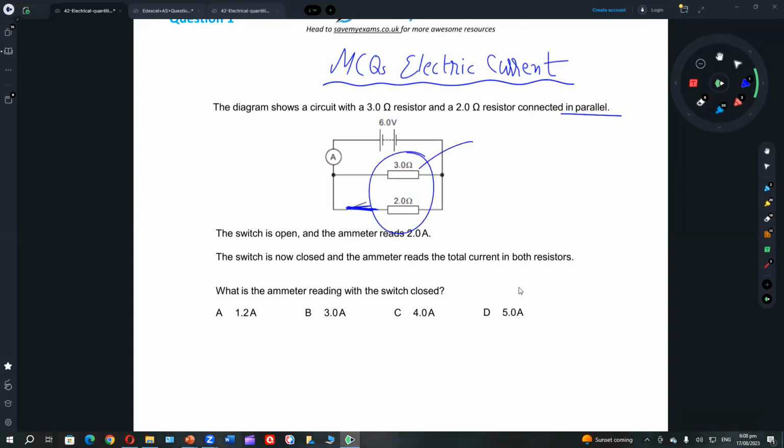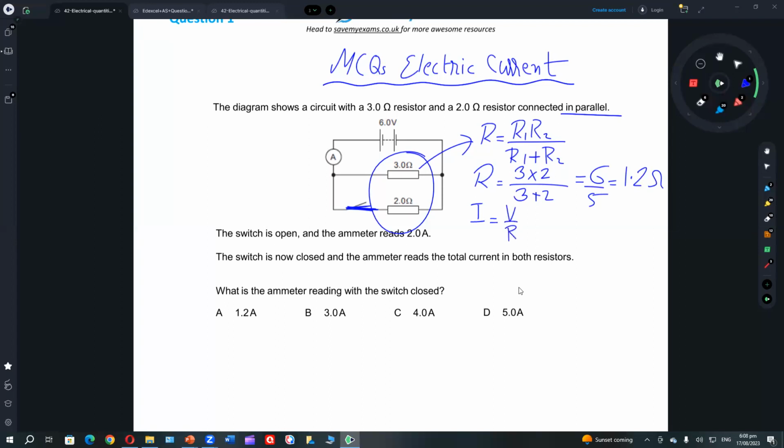These are two resistors in parallel. I'm writing the formula: R1 R2 upon R1 plus R2. Look at the working.